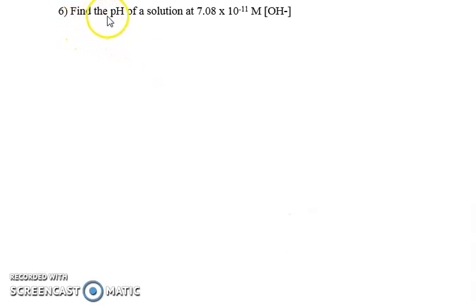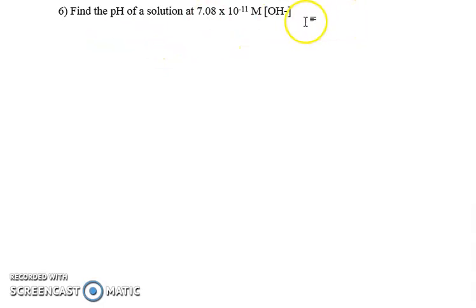It says in here, find the pH of a solution at 7.08 times 10 to the negative 11 molarity of a hydroxide concentration. So again, we gotta be very careful with this because they're asking us for pH, but they're giving us the hydroxide concentration. Remember that hydroxide concentrations are for bases, which means that we gotta calculate first the alkaline component of this solution, and then we can calculate the pH or the acid component of the solution. So let's start off with the calculations first then.